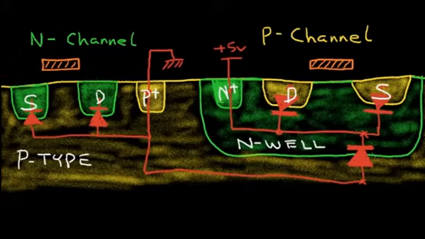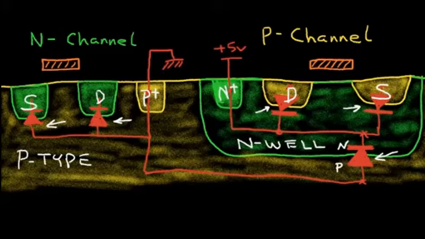For example, here we have a diode with a P-type and the N-type forming a PN junction. Now in the P channel we have a diode from the drain and from the source to the N well region. And over in the N channel we have a diode from the P-type substrate to the drain and to the source region. Now it is very important that these diodes never become forward biased.